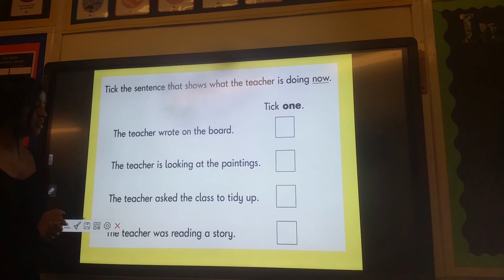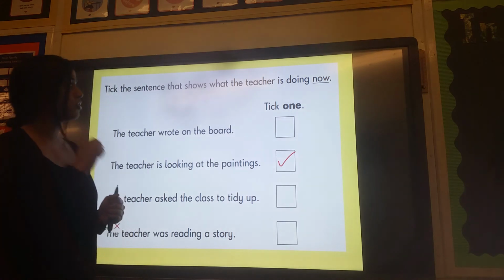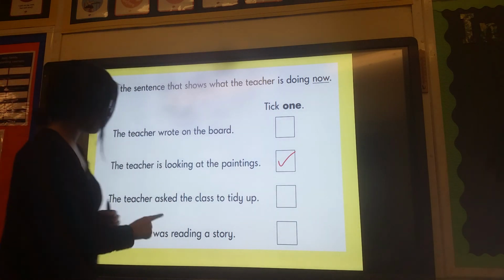Are we ready? The answer is the teacher is looking at the painting. So what the teacher is doing now. Well done if you got that sentence right.